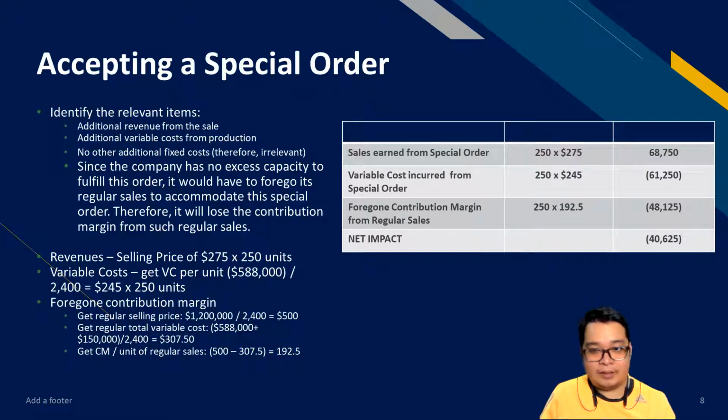So now, if you look at the last line item, the foregone contribution margin from regular sales will be 250 units times 192.50, which is negative 48,125. And here we see that the net profit impact will be negative 40,625. So the decision now is that we should not accept the special order, because you're losing so much profit versus the profit that you gain out of the special order. Okay, so I hope that's clear.